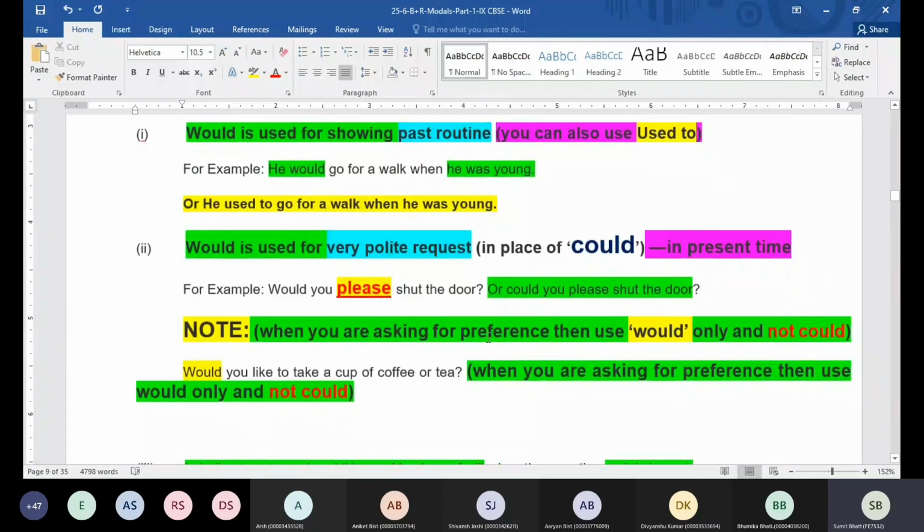Okay, guys, but in one case, when you're referring to preference, when we ask somebody whether he would like to have one thing or another, and we have the word like in the sentence, then which word are we going to use?